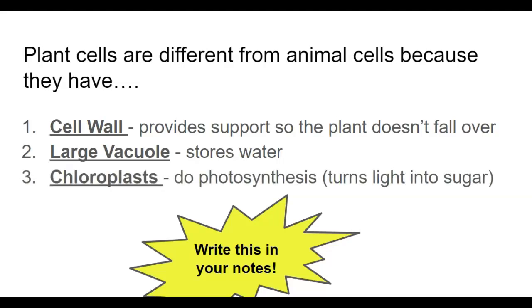The last thing that plant cells have are chloroplasts, okay? So chloroplasts are what are going to do photosynthesis, and photosynthesis turns sunlight into sugar for the plant. Animals don't need chloroplasts because most animals are able to eat food or eat some type of sugar or substance that will give them energy.